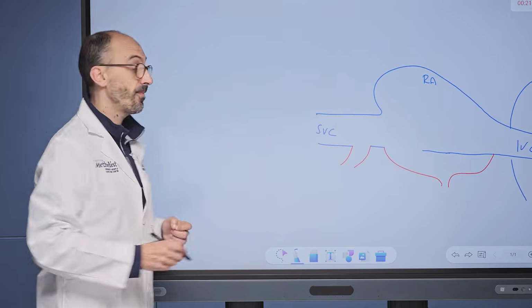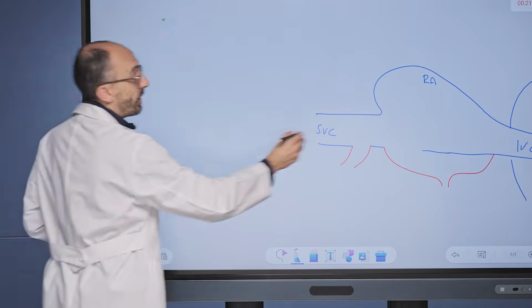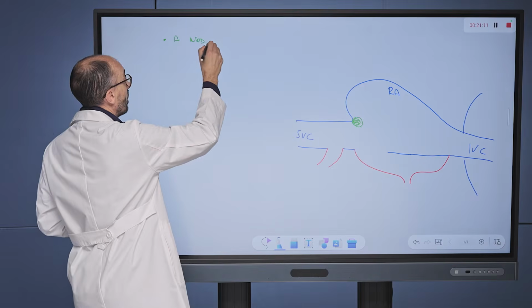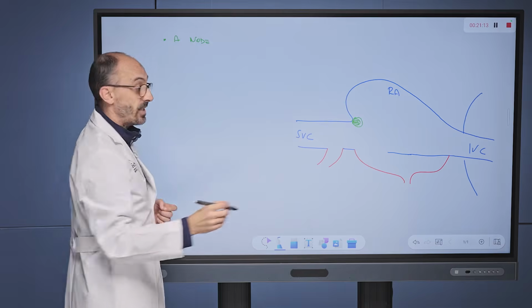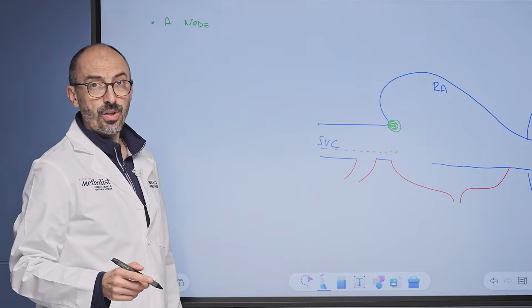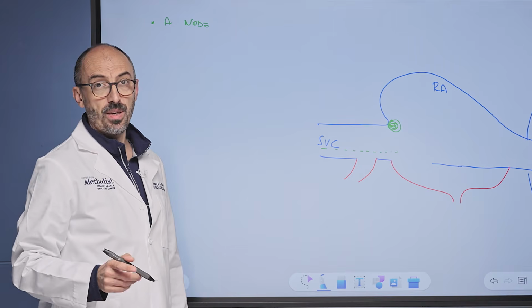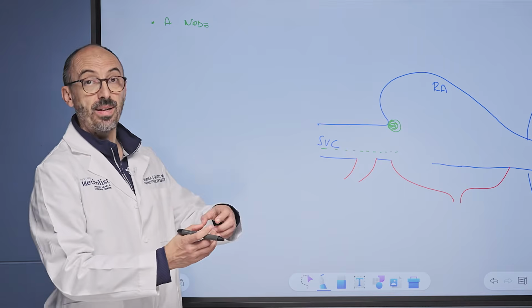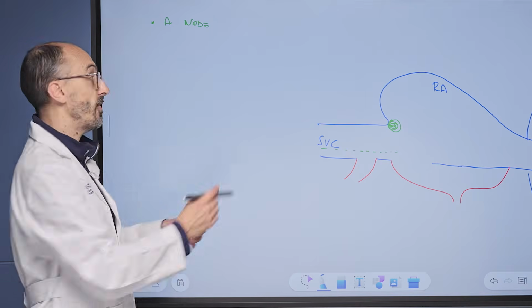First, beware, here is located the sinoatrial node. Whenever you are opening the SVC, be sure that you are very low at this level. Second, if you need to do an atrioseptostomy, be aware that the only place where the left atrium is really touching the right atrium is at the level of the fossa ovalis.